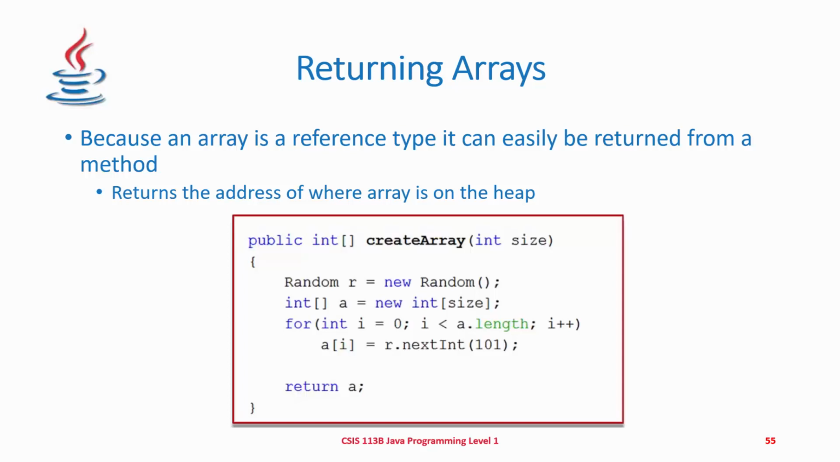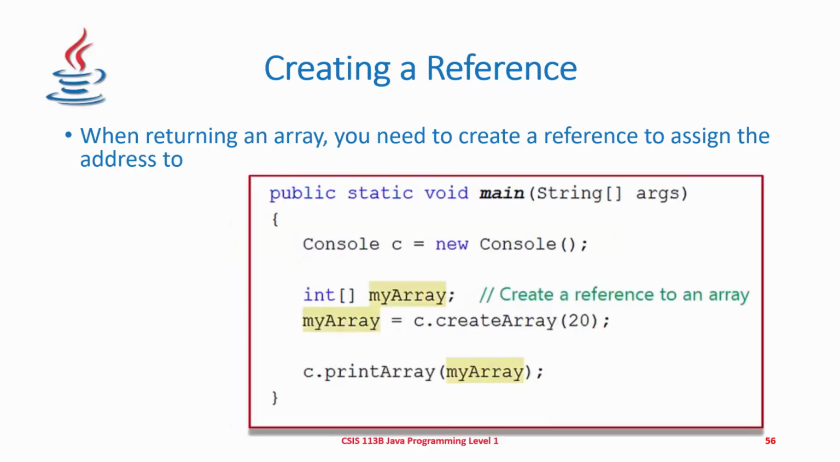And I should point out in the header here of our custom method, notice now that it's not public void, but it's public and then the type of array that's going to be returned. So this is going to be an array of integers that'll be returned from this particular method. So it's important to remember that when you return an array from a custom method, you will need to create a reference in your main method to assign the address of the array that you're returning back to it.